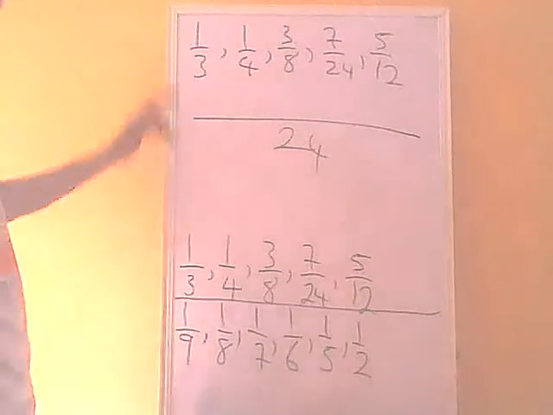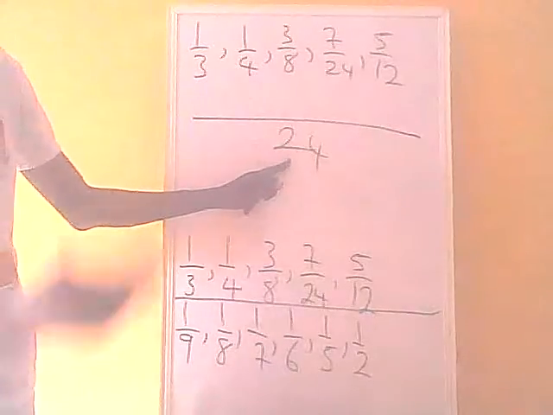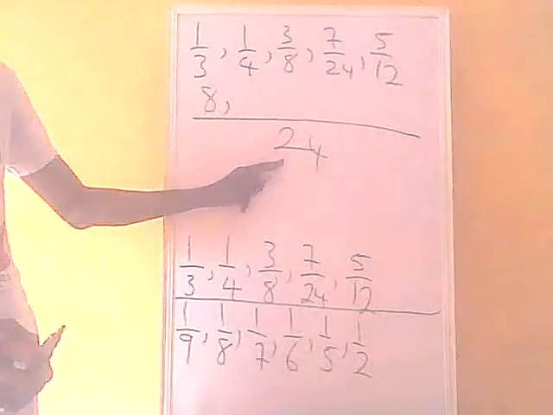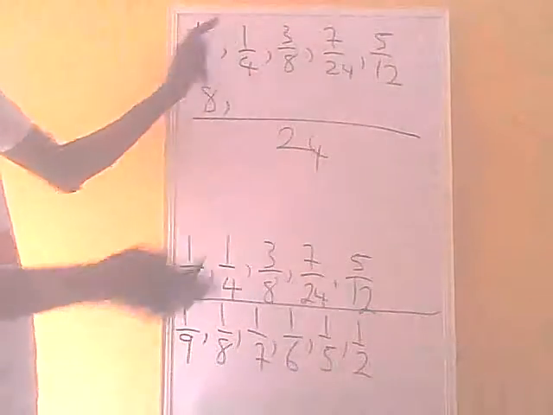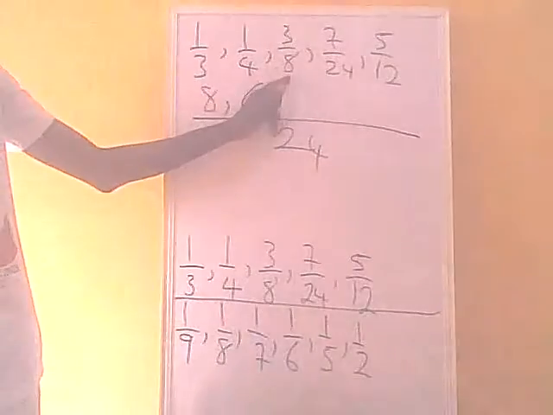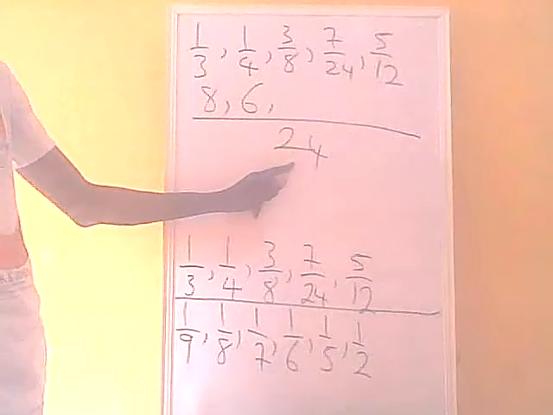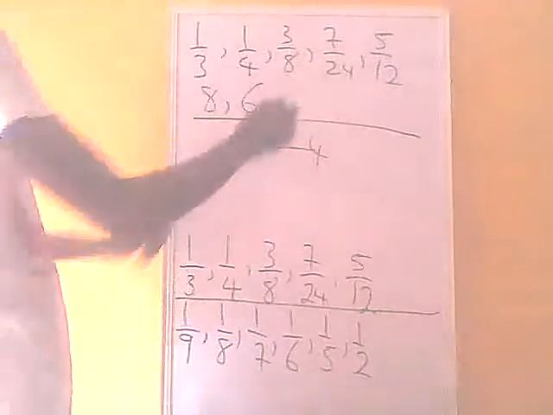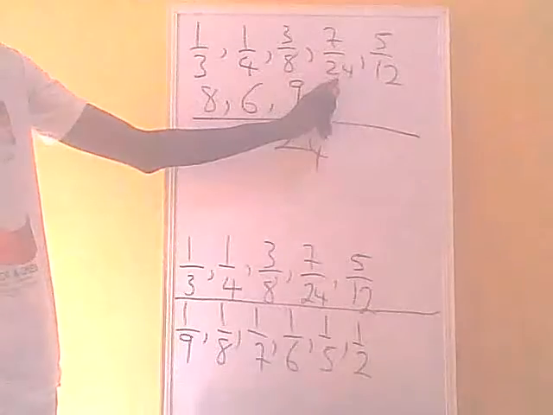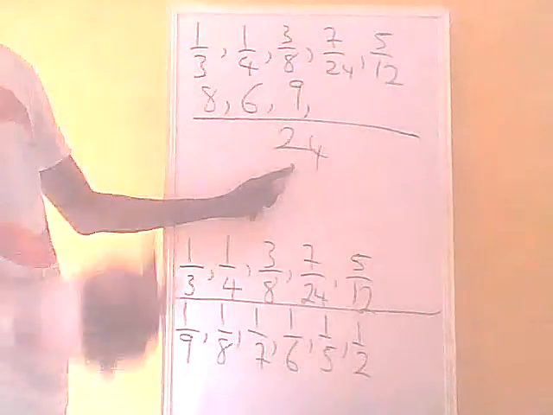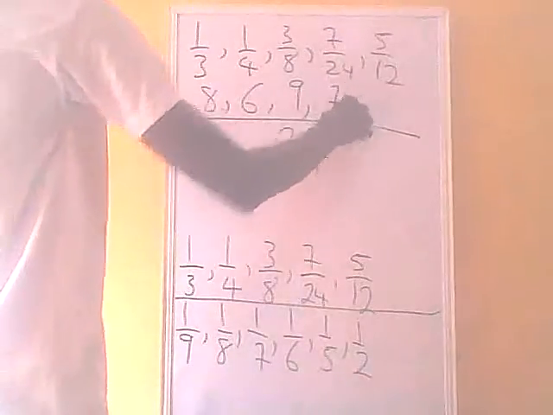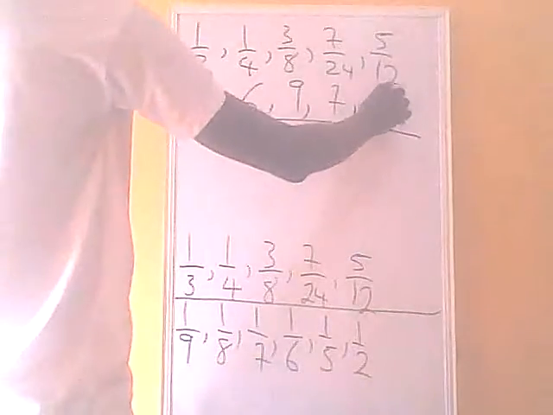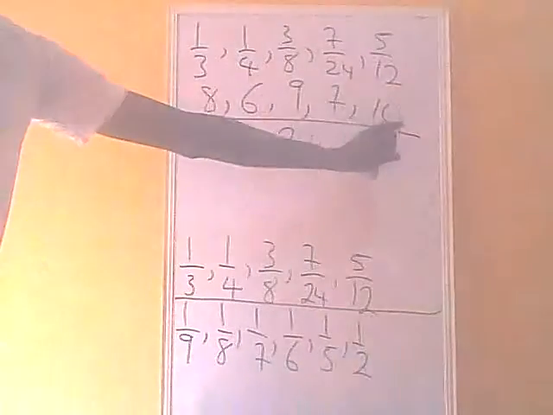Now, how do we do it? How many 3s do we see in 24? 8. 8 times 1 is 8. How many 4s do we see in 24? 6. 6 times 1 is 6. How many 8s do we see in 24? We see 3. 3 times 3 is 9. How many 24s do we see in 24? 1. 1 times 7 is 7. How many 12s do we see in 24? 2. 2 times 5 is 10.